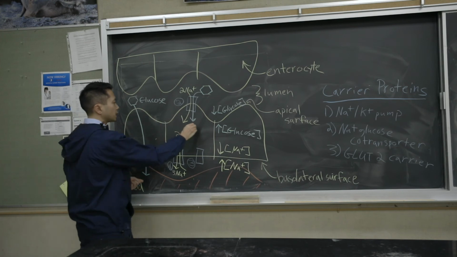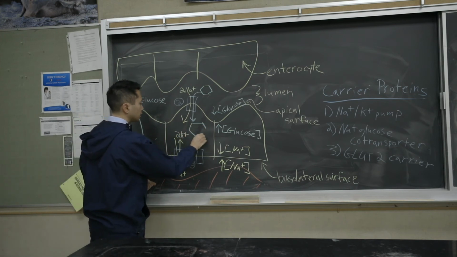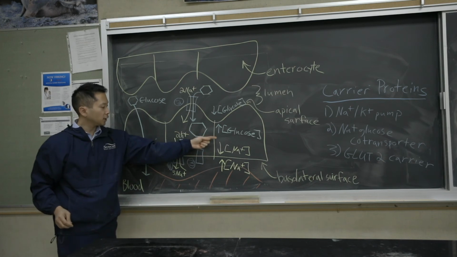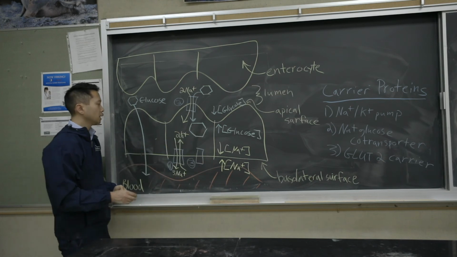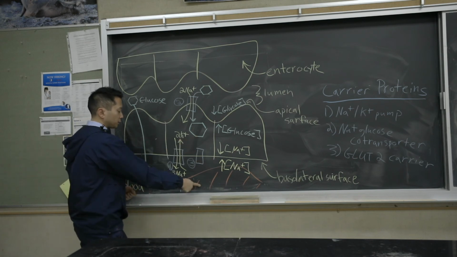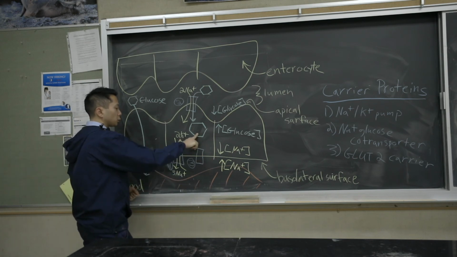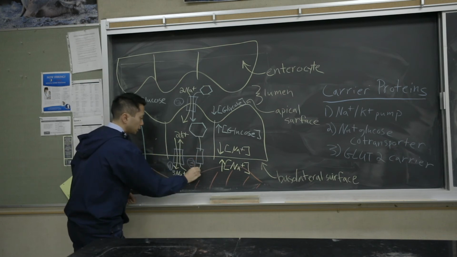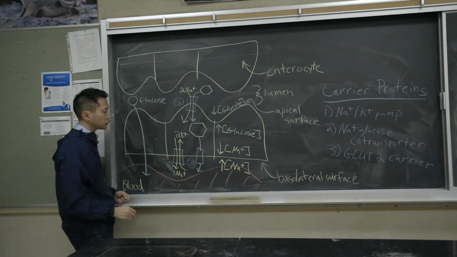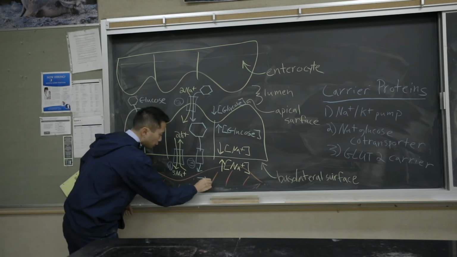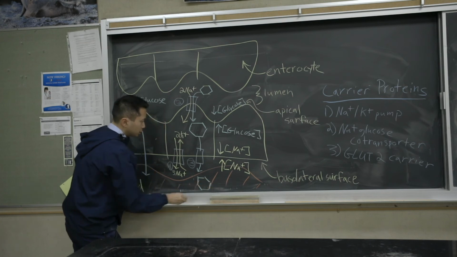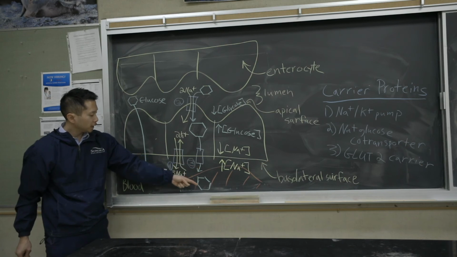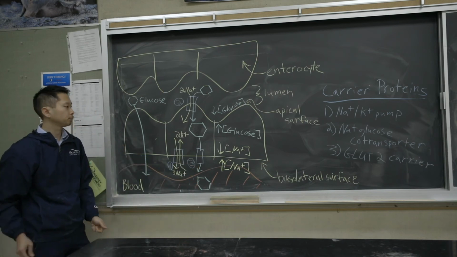Now that glucose is inside the cell, remember, glucose concentration is higher inside the cell and it's lower outside of the cell. We want to move this glucose into the blood. So we can move glucose from high to lower concentration through the GLUT2 carrier by facilitated diffusion. And that will allow glucose to move from inside the enterocyte through the interstitial fluid and then into the blood.